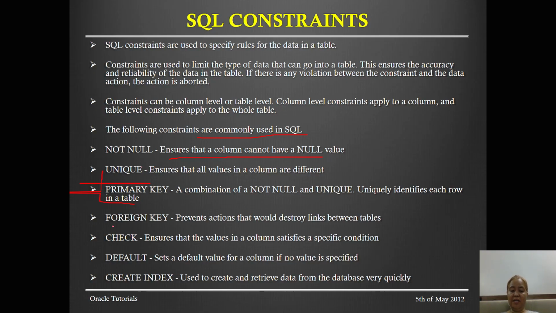The foreign key, on the other hand, prevents action that would destroy links between the tables. The check ensures that the values in a column satisfy a specific condition, and the default sets a default value for a column if no value is, of course, specified. We tend to create an index used to create and retrieve data from the database very quickly.